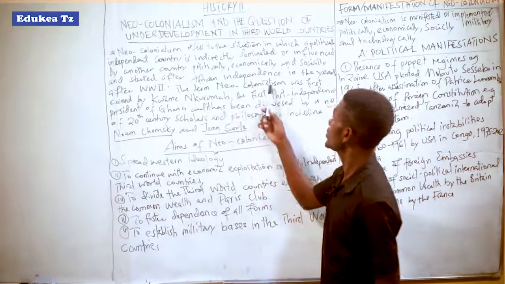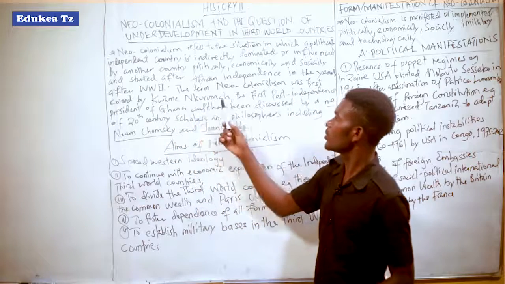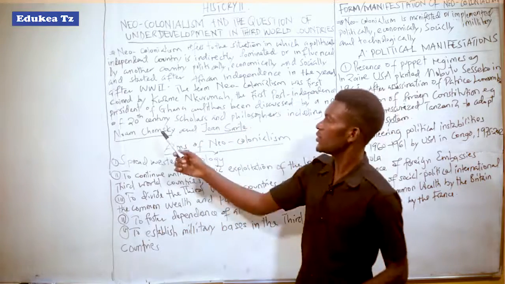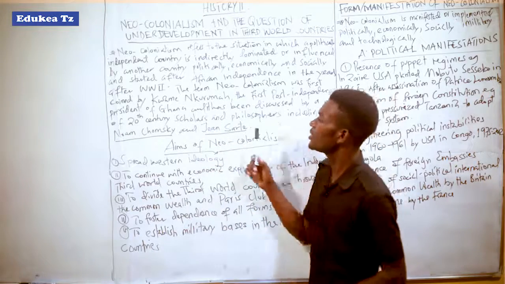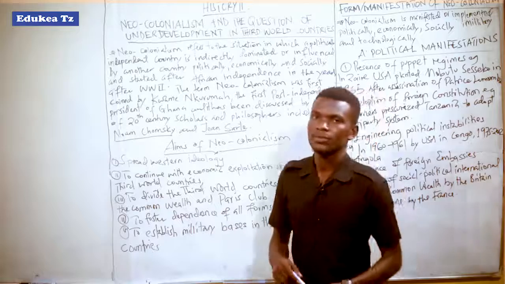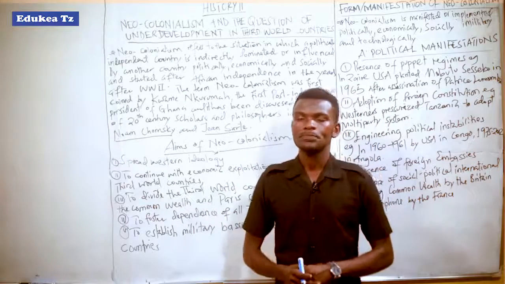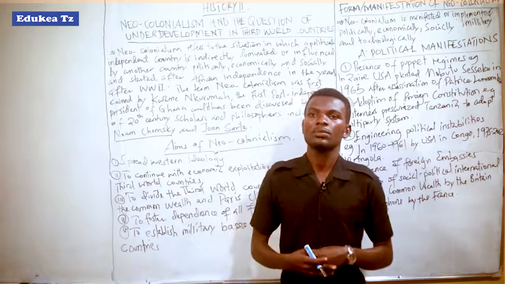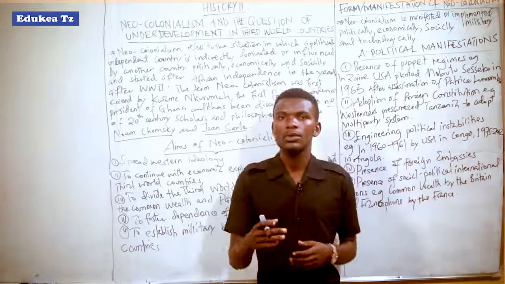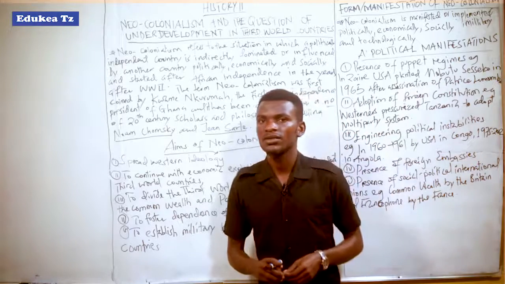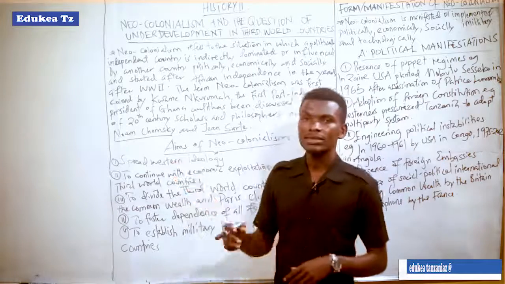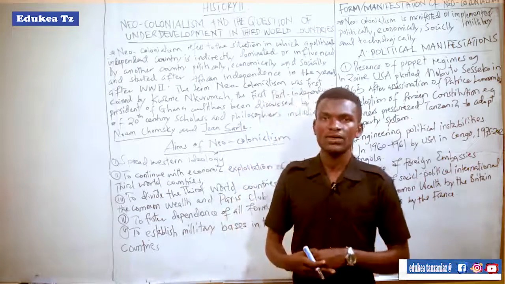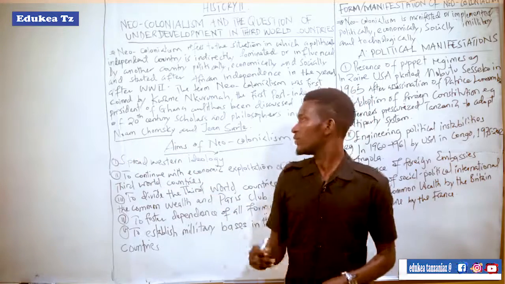The term neocolonialism was first coined by Kwame Nkrumah, the first post-independence president of Ghana, and it has been discussed by a number of 20th century scholars and philosophers, including Noam Chomsky and Jean-Paul Sartre. It means that the term was first coined by the first president of Ghana after the independence of Ghana, Kwame Nkrumah, the figure of Africa, and later was discussed by other 20th century scholars and philosophers.